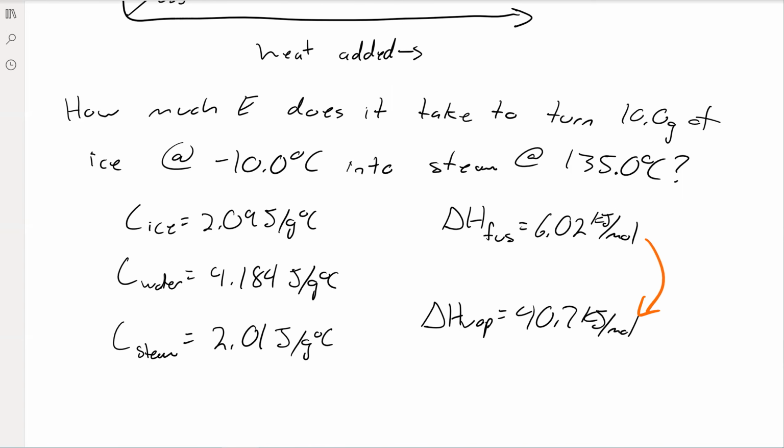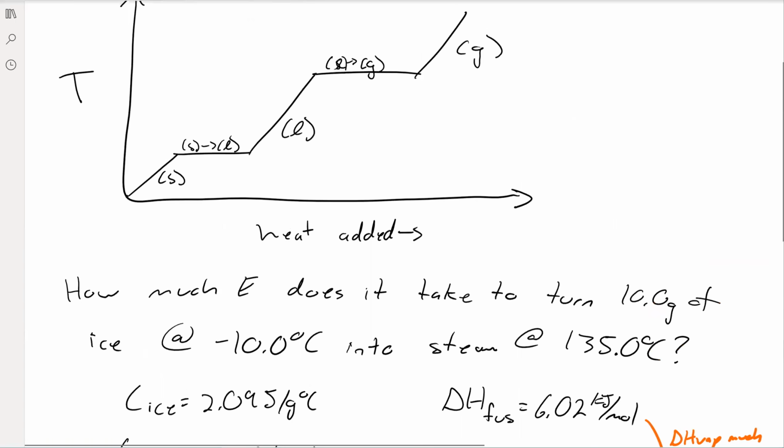Note that the delta H of vaporization is much larger than the delta H of fusion. This is common, and it makes sense. In order for something to fuse, to go from a solid to a liquid, we don't need to break these intermolecular forces. We just need to weaken them enough to allow the molecules to roll around. Whereas when we go from a liquid to a gas, we need to completely break these intermolecular forces. Our molecules go from in contact with one another to being very far apart from one another.